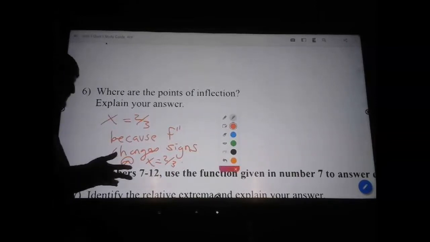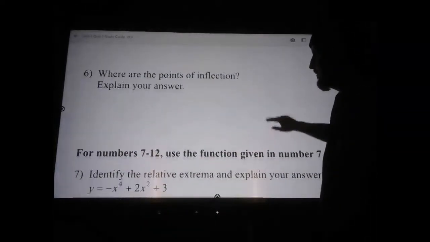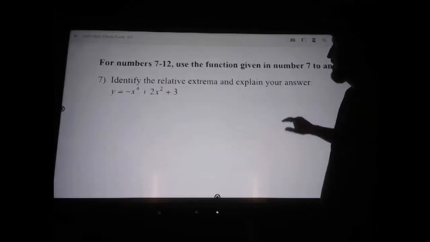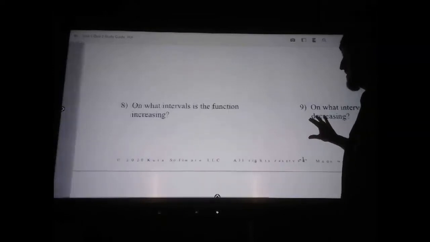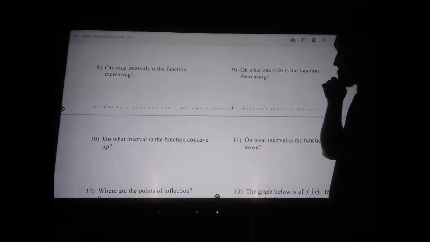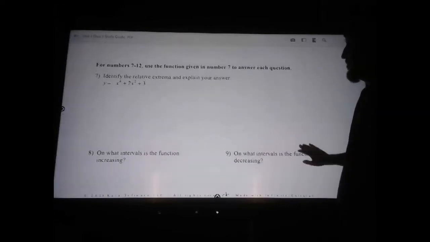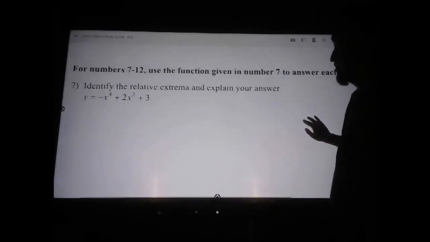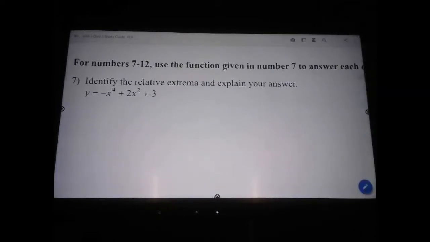The next one, I don't think we really need to do the entire thing because it's really just a repeat. Whenever I initially planned this study guide, I intended to do one for you and let you guys do the other, so it's just kind of repetitive. So I won't do the whole thing, but what I will do is show you another option about how you can approach this question here, finding the relative extrema and explaining your answer.